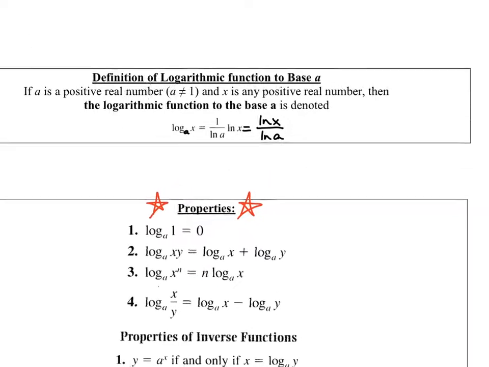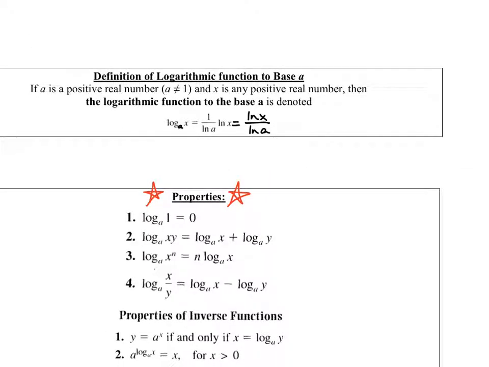Now, here is what we were looking at before with our change of base formula. The definition of a logarithmic function to base a. Basically, the change of base formula is another way of defining any logarithm with a base. You can define it all in terms of the natural log. So the log base a of x is ln of x over ln of a.